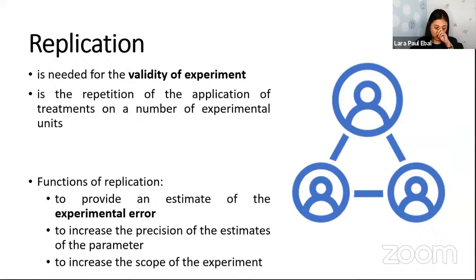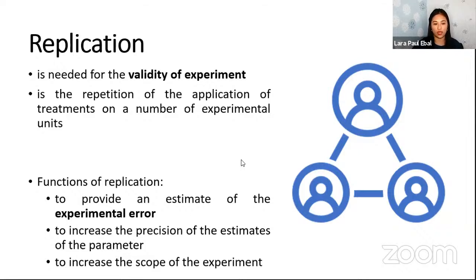Okay, now, the function of replication is to provide an estimate of the experimental error. So are you already familiar with this experimental error? And replication also helps increase the precision of the estimates, and then increases the scope of the experiment. So if you consider many experimental units, and these experimental units have these inherent characteristics or conditions, and then we use them, we are also trying to widen our scope. Kasi iba-ibang conditions sila galing, right? Okay, so that's the advantage now of replication.